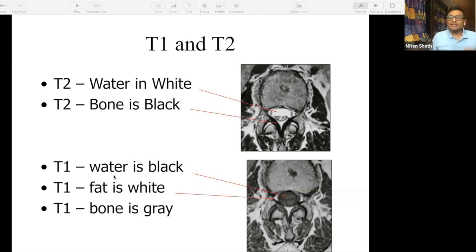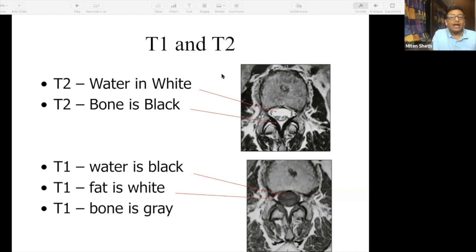So there is something called hyperintense, hypointense, or isointense. There are three different things whenever you're reading an MRI. Based on that, you get two main types of sequences, called the T1 sequence and the T2 sequence. Don't worry, you don't need to memorize all of this. I just wanted to put it here.